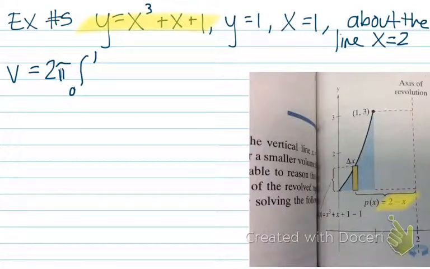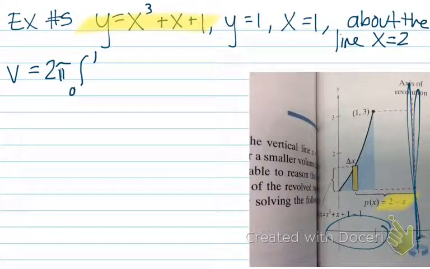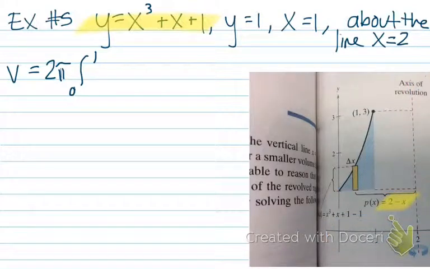So we're looking at the interval from 0 to 1, and we're revolving it or rotating it around x equals 2. So we're actually going backwards from 2. We're subtracting different values of x to get back to these different rectangles that are in our interval over here. So it's actually 2 minus x for p of x. And then the height h of x, which is just the formula that we have over here, so x cubed plus x plus 1.